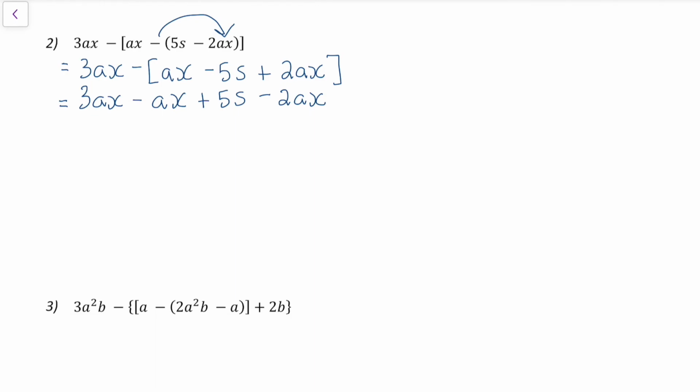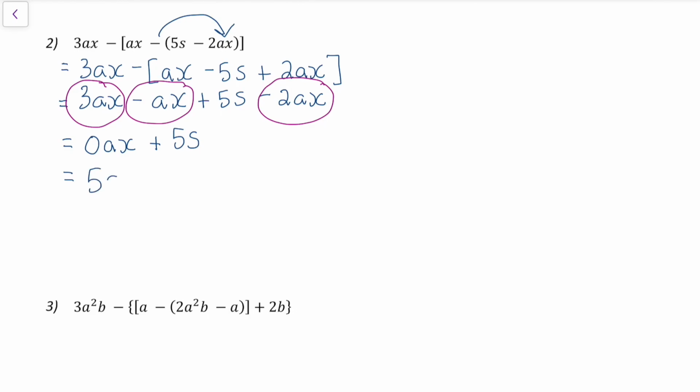So I have a 3ax, a minus ax, and a minus 2ax. They all have ax. So all together, I'm going to have 0ax, right? I have a 3 minus 1 minus 2, I have 0. And then I have this plus 5s left on its own. And we don't want to write 0ax, it's just 0. So I can simplify this even further to just 5s.